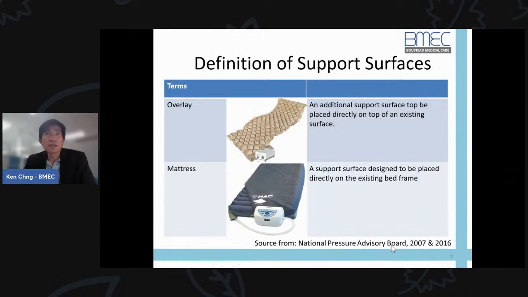So the definition of support surfaces: there is the overlay system, and the overlay is, again, a 1-inch system. It goes directly on top of the hospital foam mattress. And then the replacement system, the one at the bottom, can be placed onto any hospital bed frame, and then you have to remove the hospital foam mattress.